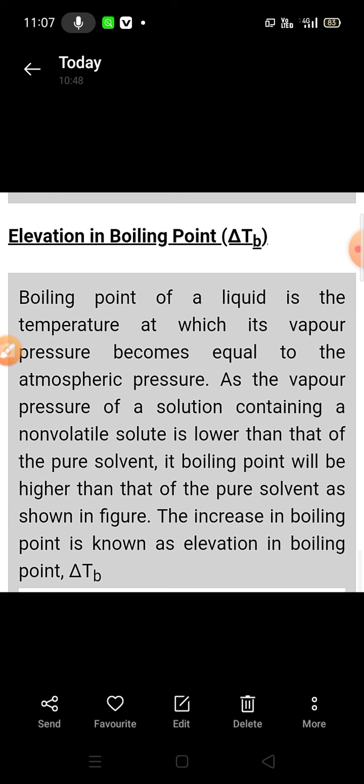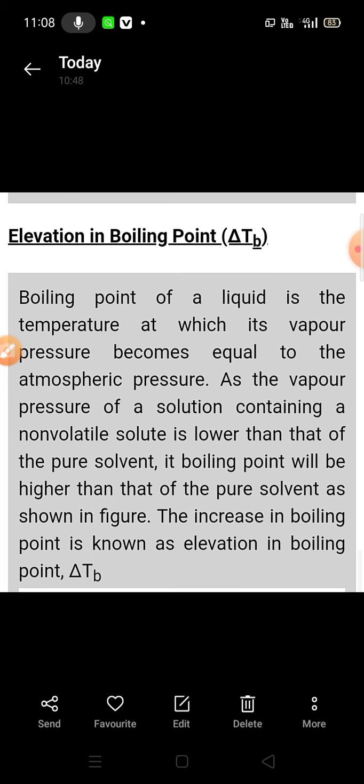In order to make the solution boil, its temperature must be increased so that its vapor pressure becomes equal to 1.013 bar. Finally, we can say the boiling point of a solution is always higher than the boiling point of the pure solvent in which the solution is prepared.